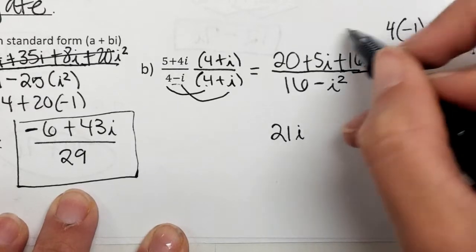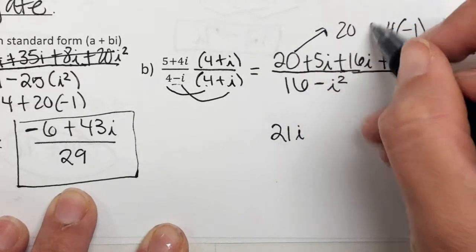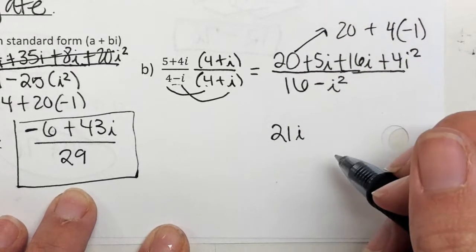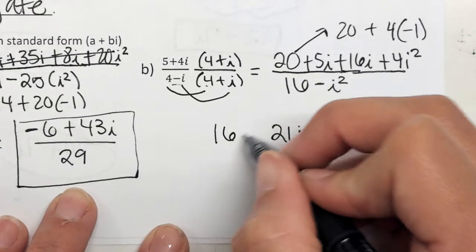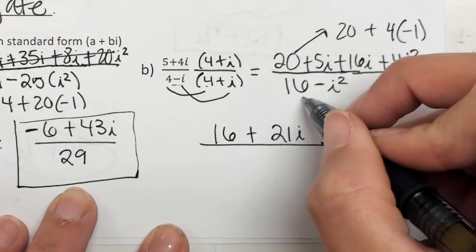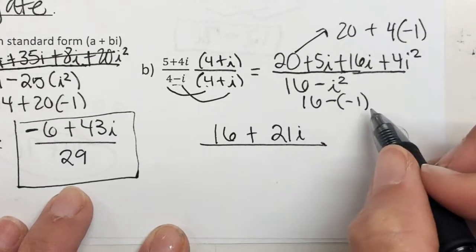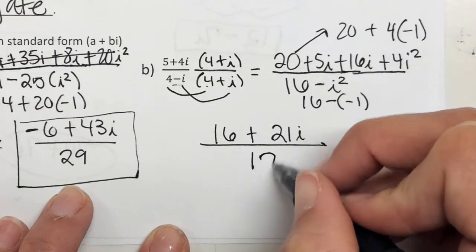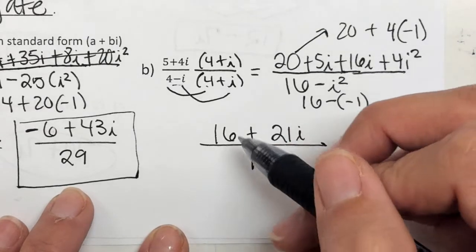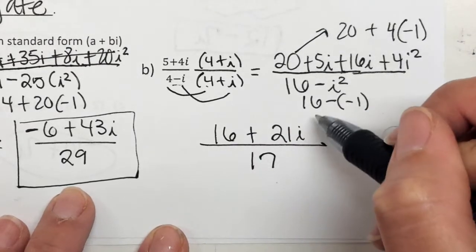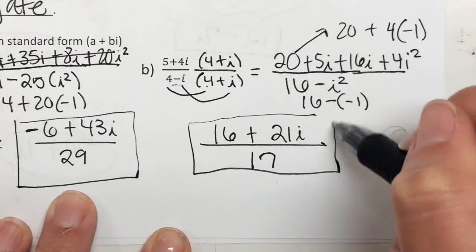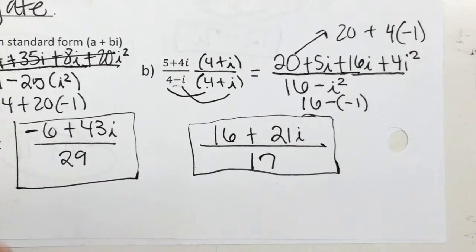Negative 1. So what is 20 plus 4 times negative 1? 16. Good. Now on bottom, this is 16 minus a negative 1, which is going to make what? Good. And we can't simplify because nothing goes into 16, 17, and 21 except for 1. So we're done. Any questions? How do we feel about these?